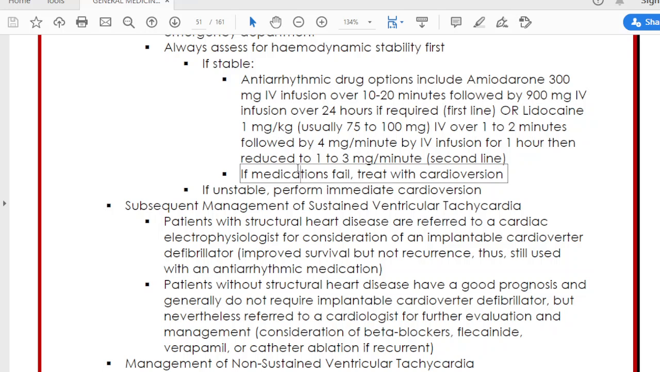If medications fail, treat with cardioversion. If unstable, perform immediate cardioversion. Subsequent management of sustained ventricular tachycardia.